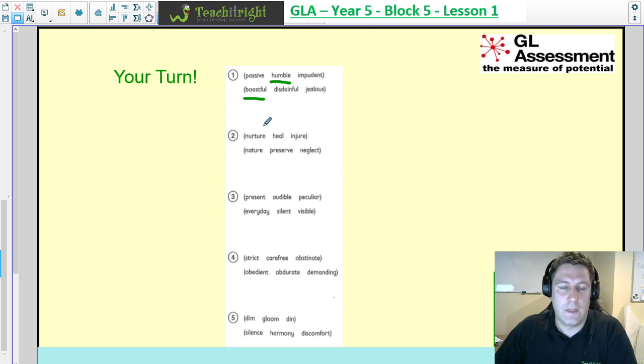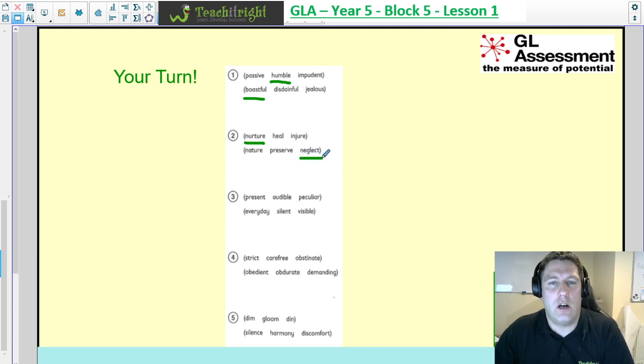Question 2. We've got nurture, heal, injure, nature, preserve and neglect. Now, with the word nurture, this means to be caring. If you're nurturing, you're someone who is kind and caring. The word neglect is kind of the opposite of that. If you are someone who's been neglected or abandoned and not looked after, well, that's kind of the opposite of being nurtured.